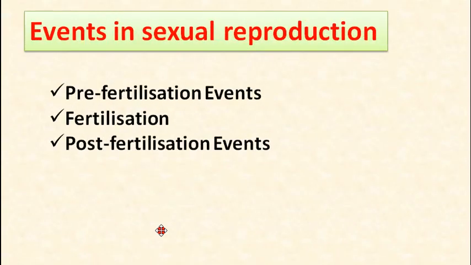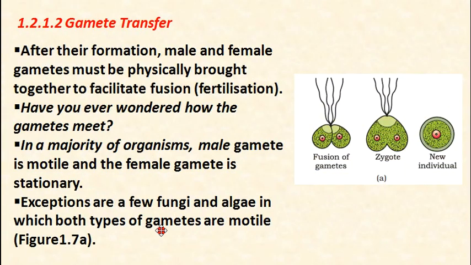Now, another pre-fertilization event is gamete transfer. Now the gamete is formed, and it has to be transferred from one place to another. We can say that the male gamete will be transported to the female gamete. So gamete transfer is a very important process, because fusion of gametes will happen.